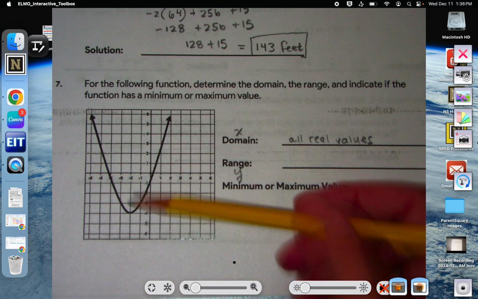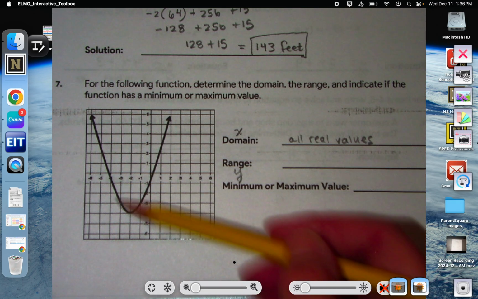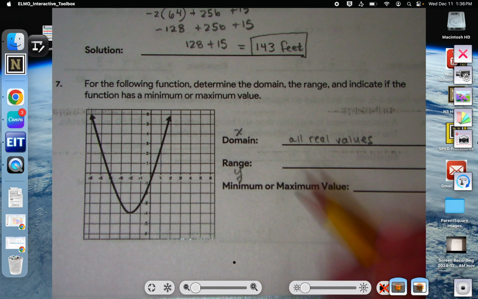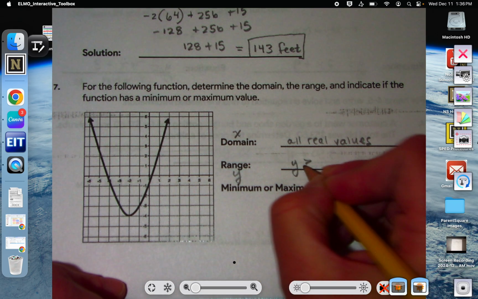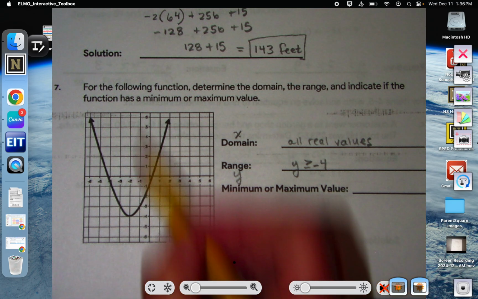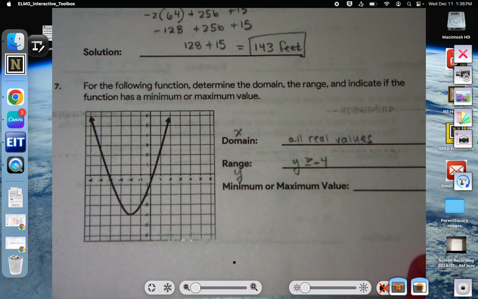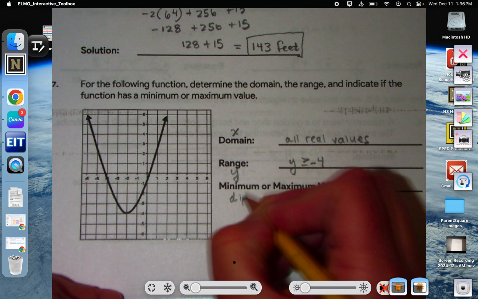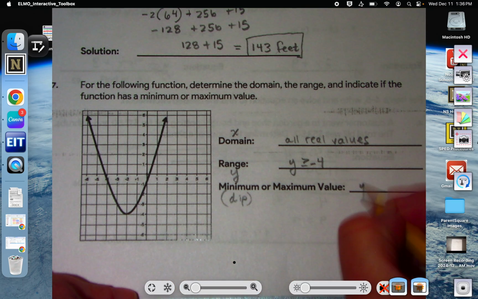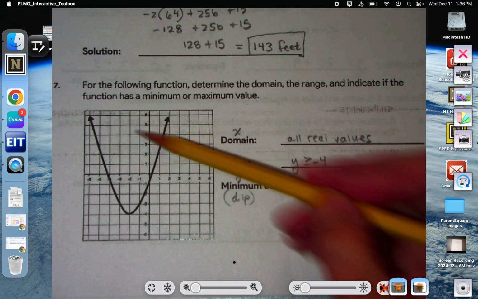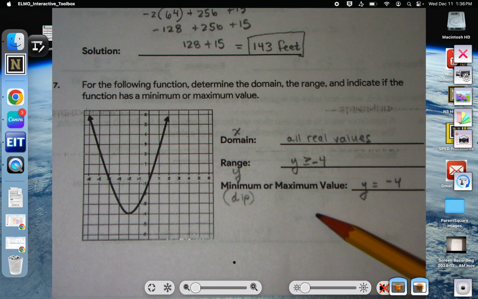The range is only everything above its lowest or below its highest if it had a peak. So because it has a dip, it's going to be y is greater than or equal to -4. So everything above -4 is a potential value for this. Because we have a dip, that's a minimum, right? So my minimum value is y equals -4 because it dips. If it happened to be a peak, then I would have a maximum, and it would still be y equals, and then whatever that maximum was. Okay.